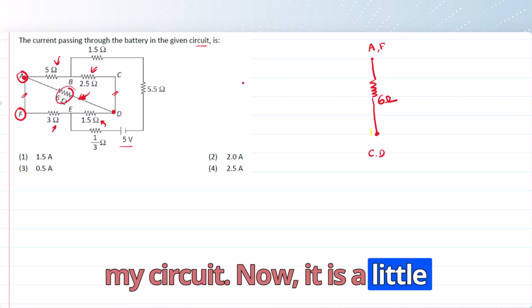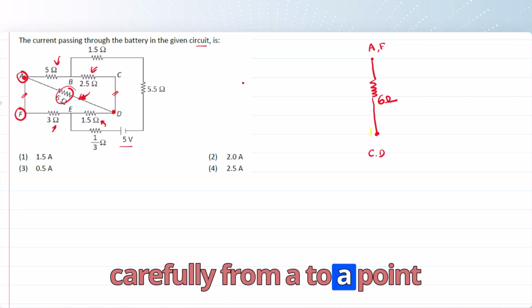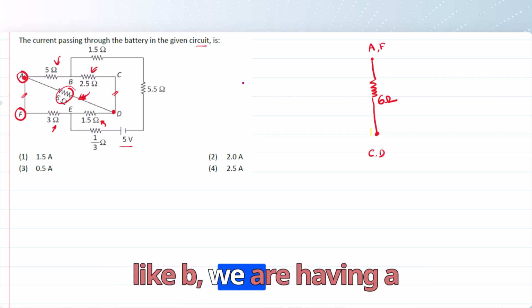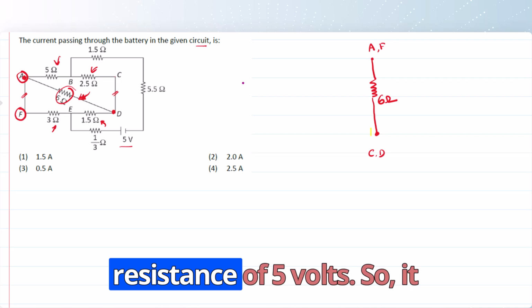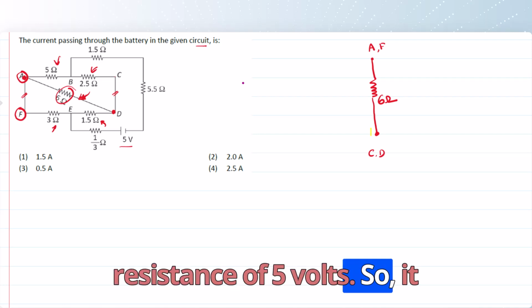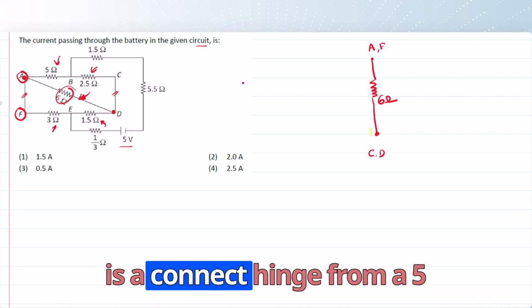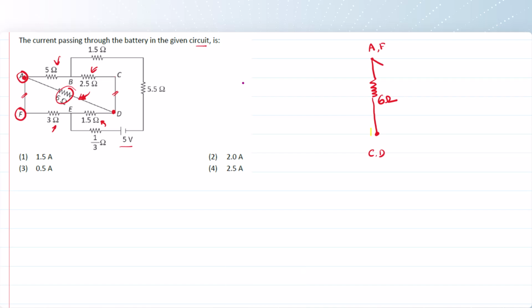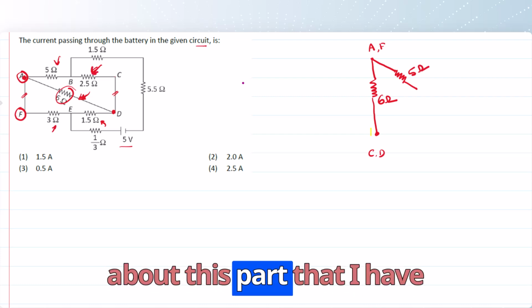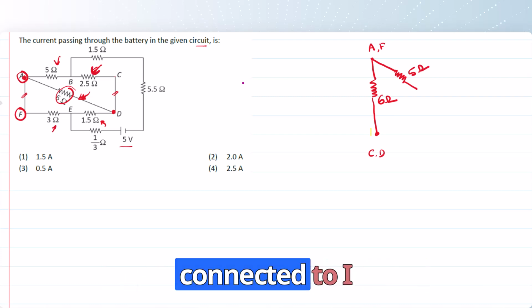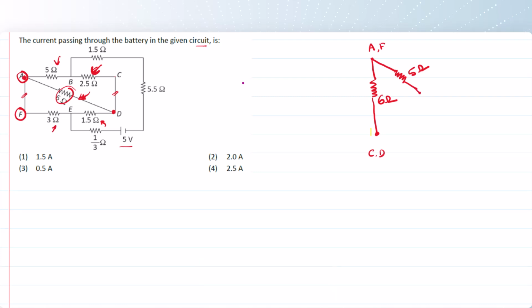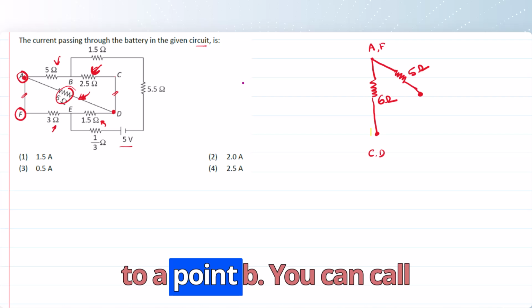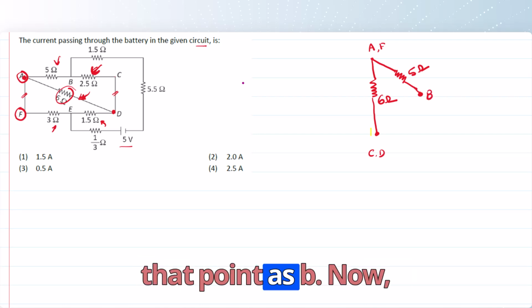Now if you look a little carefully, from A to a point like B, we have a resistance of 5 ohms. So let us connect it from A. This part that I have already drawn is connected to a point B. You can call that point B.